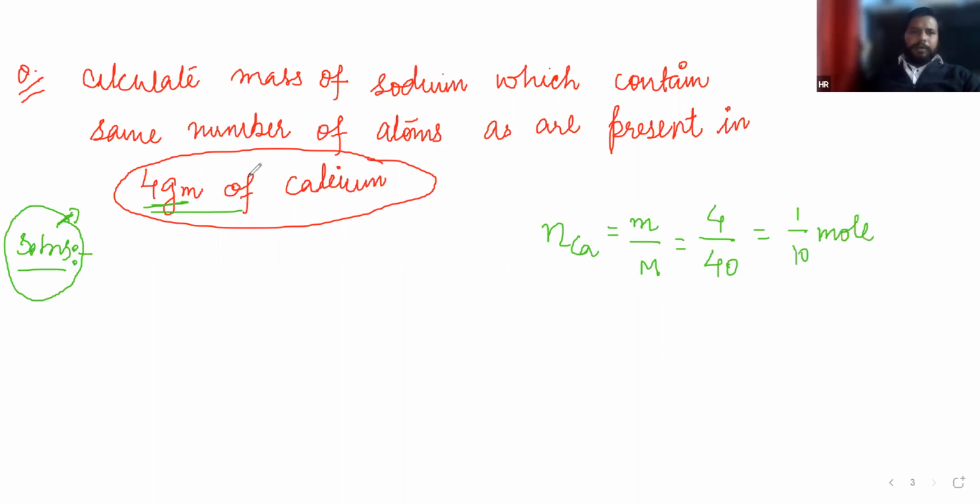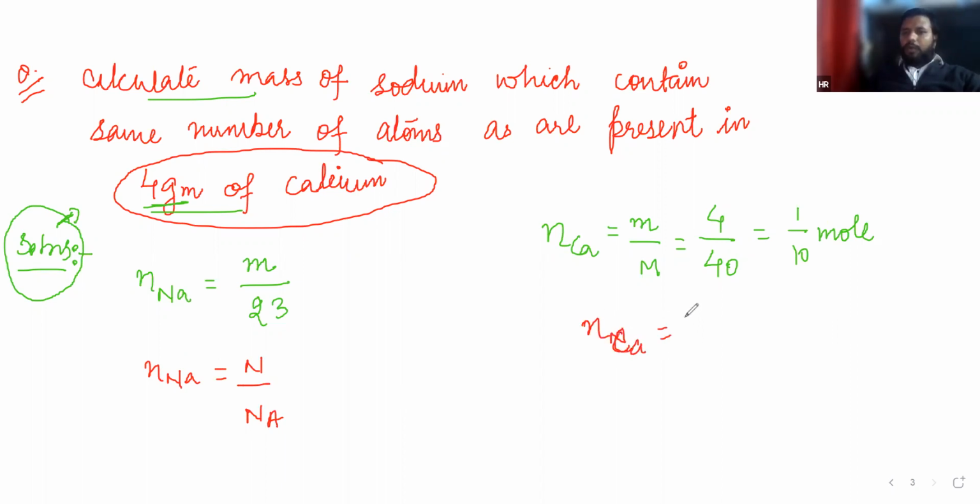Now come to the main question. Calculate the mass of sodium. Number of moles of sodium is equal to given mass, that is m, upon molar mass, and the molar mass of sodium is 23. According to the question, you can also apply number of moles of Na equals given number of particles upon Avogadro number. In the same way, the number of moles of calcium is given number of particles upon Avogadro number, because according to the question they contain the same number of atoms. So these two will be equal to each other.